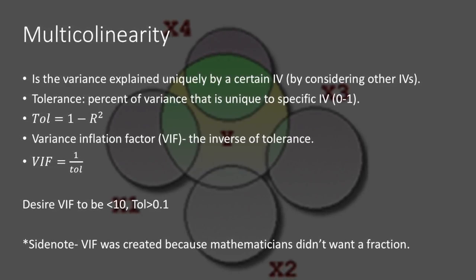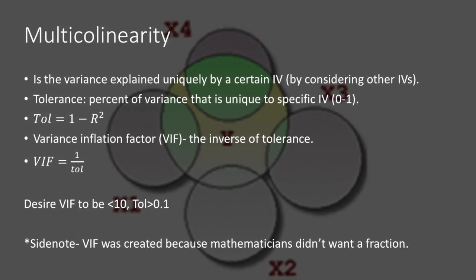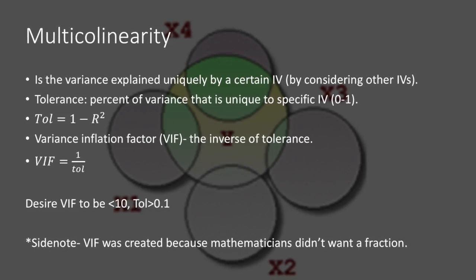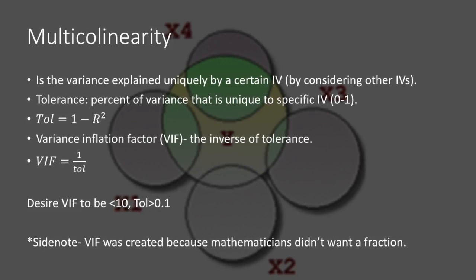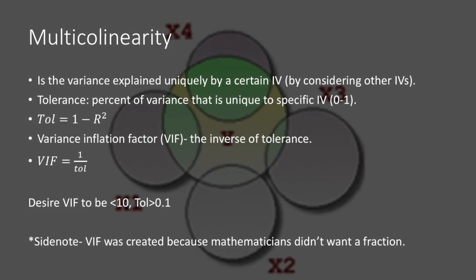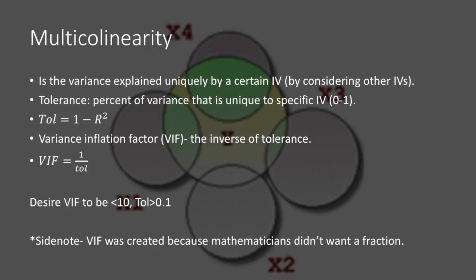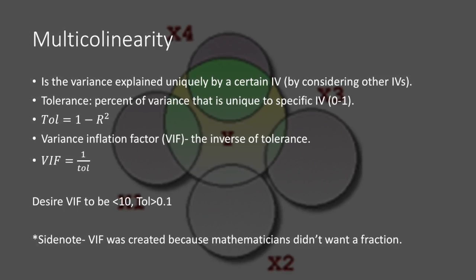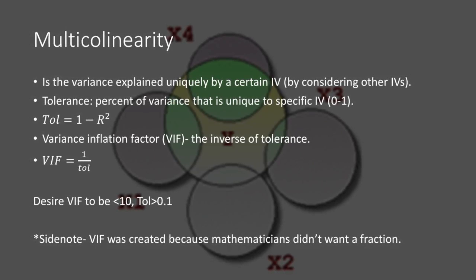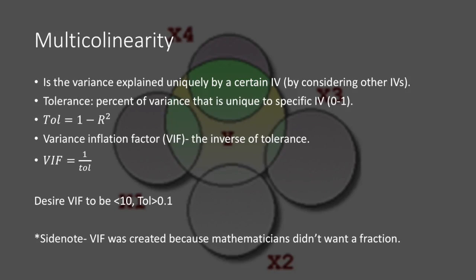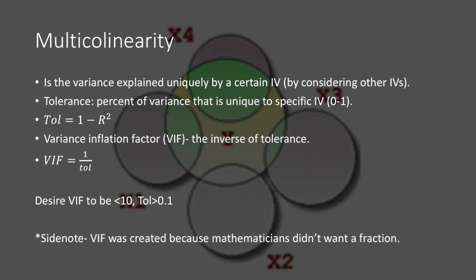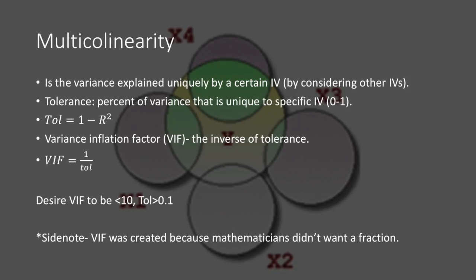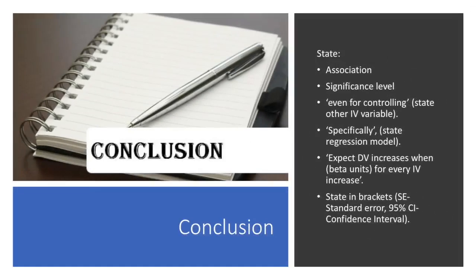Tolerance is the percentage of variance in an independent variable not explained by the other independent variables, used to deduce the uniqueness of independent variables, and it ranges between 0 and 1. Tolerance is equivalent to 1 minus R squared, which I've defined before, and VIF equals 1 divided by tolerance. The whole point of VIF is to just make tolerance into a larger number. And what we desire is for tolerance to be greater than 0.1 or VIF to be less than 10.